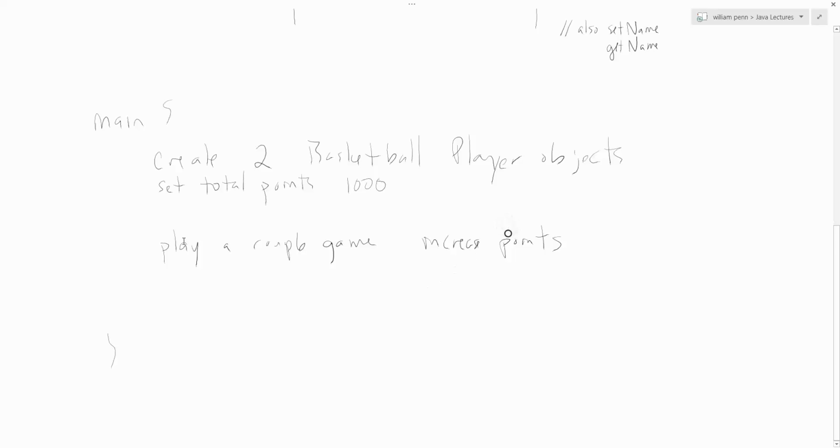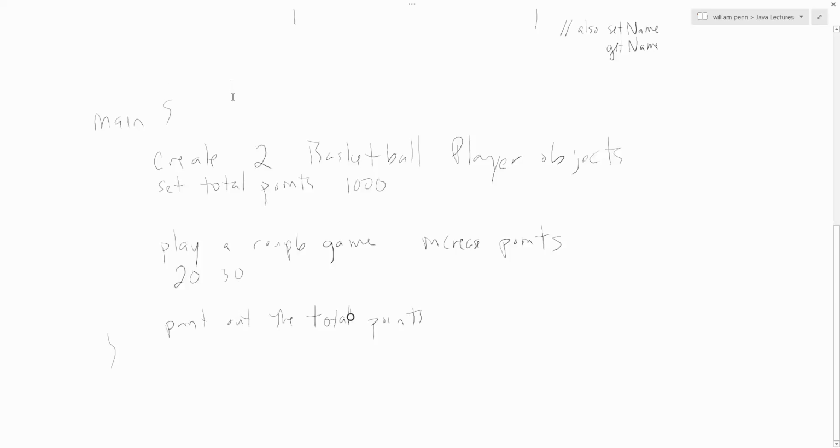Okay, then again, have them play a couple games, in other words, call their increase points method. So we're going to actually call increase points, and maybe player 1 scores 20 points in the first game. So we're going to do an increase points of 20, and then I want you to print out the total points they have after that. So if player 1 had 1,000 points to begin with, and he plays one game, and we say increase points 20, and then he plays another game, and we say increase points by 30, something like that, then when you print out the total points, player 1 is going to have 1,050 total points. So see if you can write the code to do that.